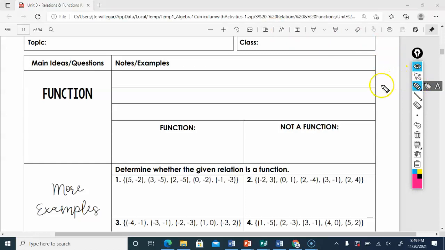So what is a function? Oh, let's try this. Oh yeah, you can definitely see that. All right, good try, Mr. Twilliger.